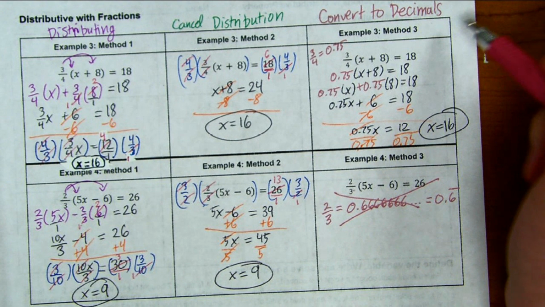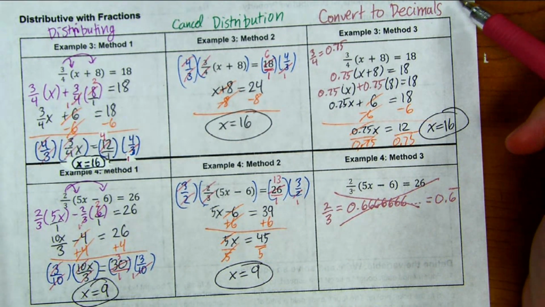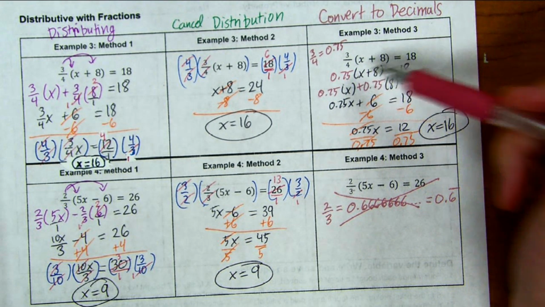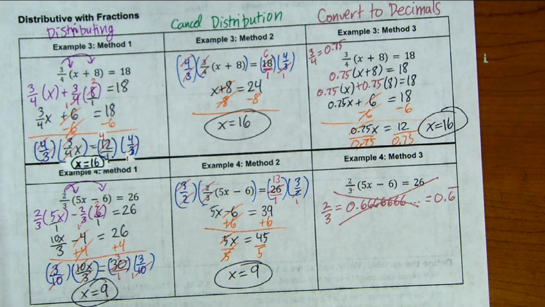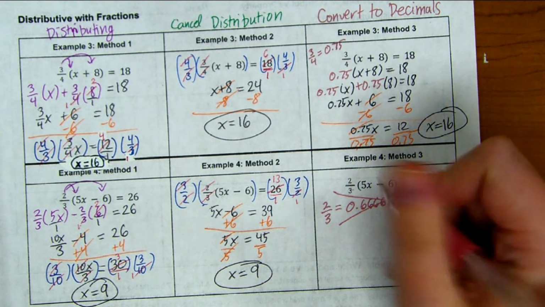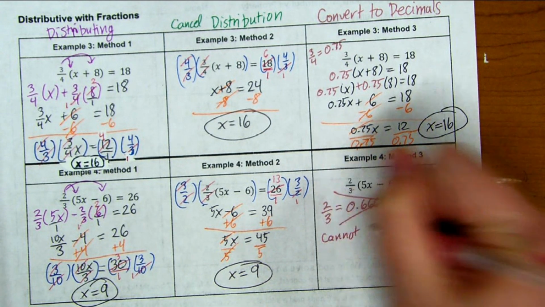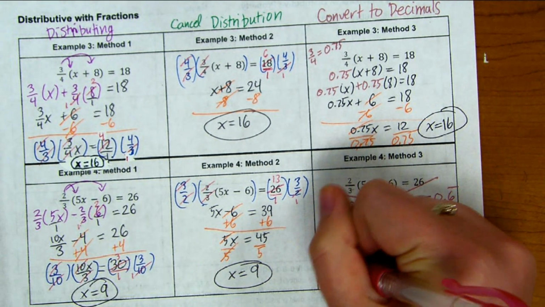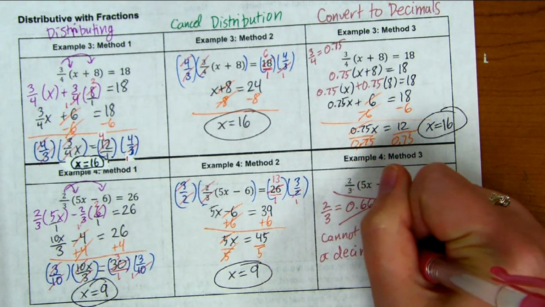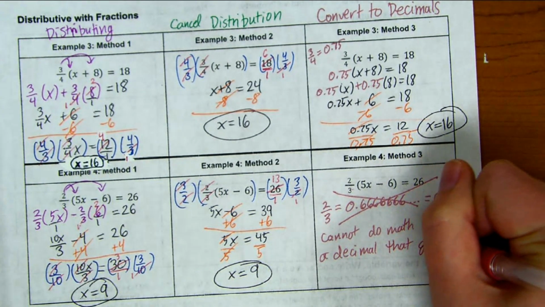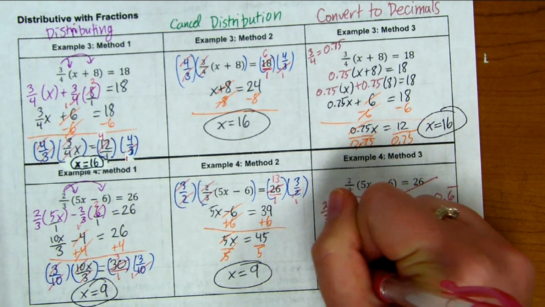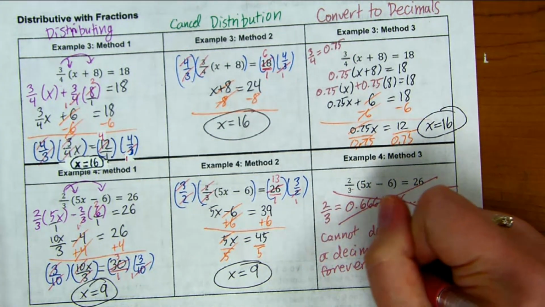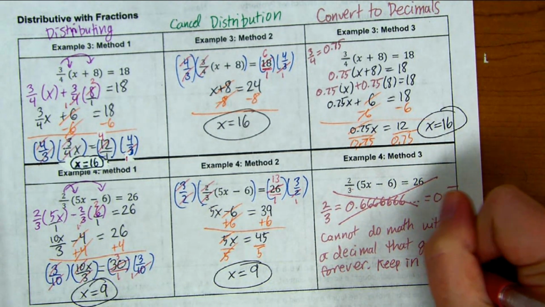So you can only use the strategy of converting to decimals if the decimal ends up being a decimal that terminates or ends. If it goes on forever, you cannot use this strategy. So here, we cannot do math with a decimal that goes on forever. In this case, our only option is to keep in fraction form.